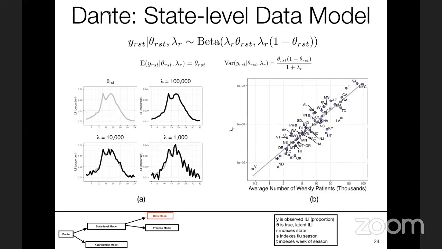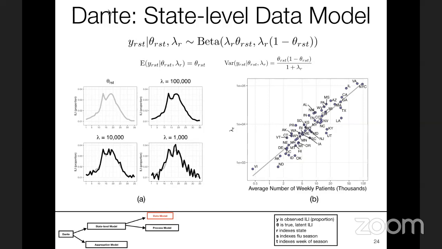The scatter plot on the right ended up working out maybe better than I thought it would have. So the x-axis, again, is that average denominator that I showed you earlier, and the y-axis is the posterior mean of lambda R. Lambda R has a hierarchical model over it, so Dante is learning the value of lambda R. It is not being specified in any way. And you see that there's clearly a relationship between the posterior mean of lambda R and that average denominator size.